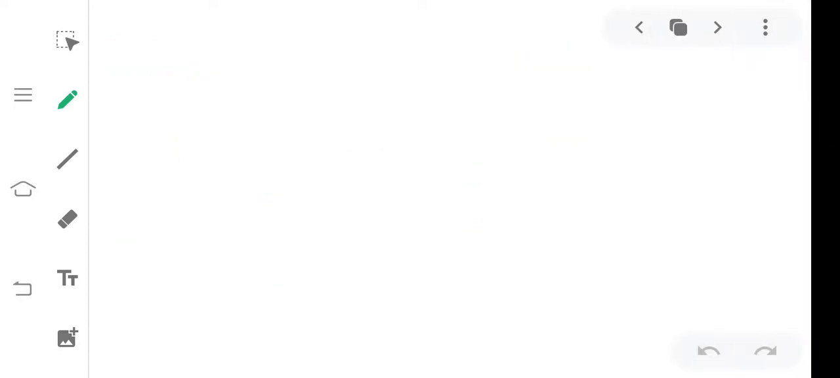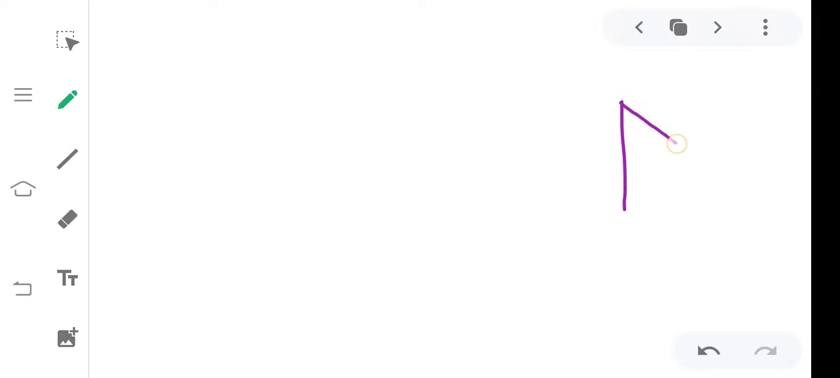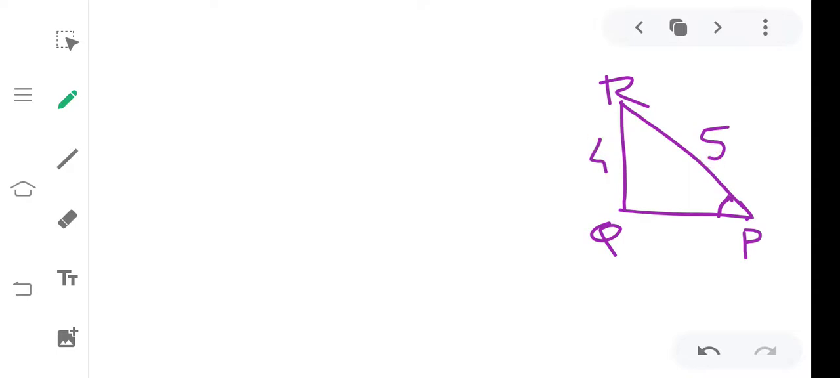Now suppose we have a triangle. Let the triangle be PQR. Okay, this side is 5 centimeter, this is 4 centimeter, this is 3 centimeter. We have angle P, angle R, and angle Q is 90 degree. Okay, so here we need to calculate sin P first. Find out sin P.